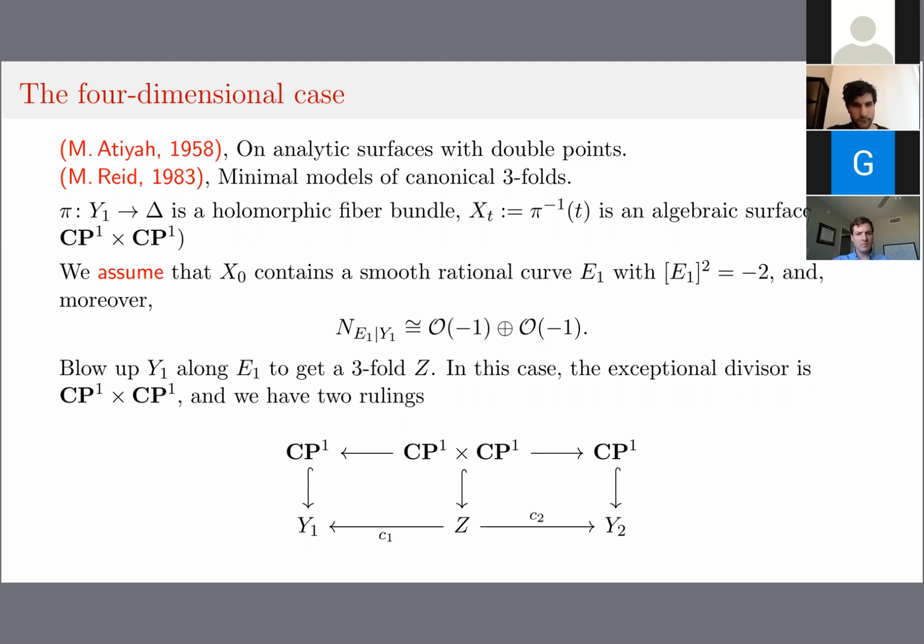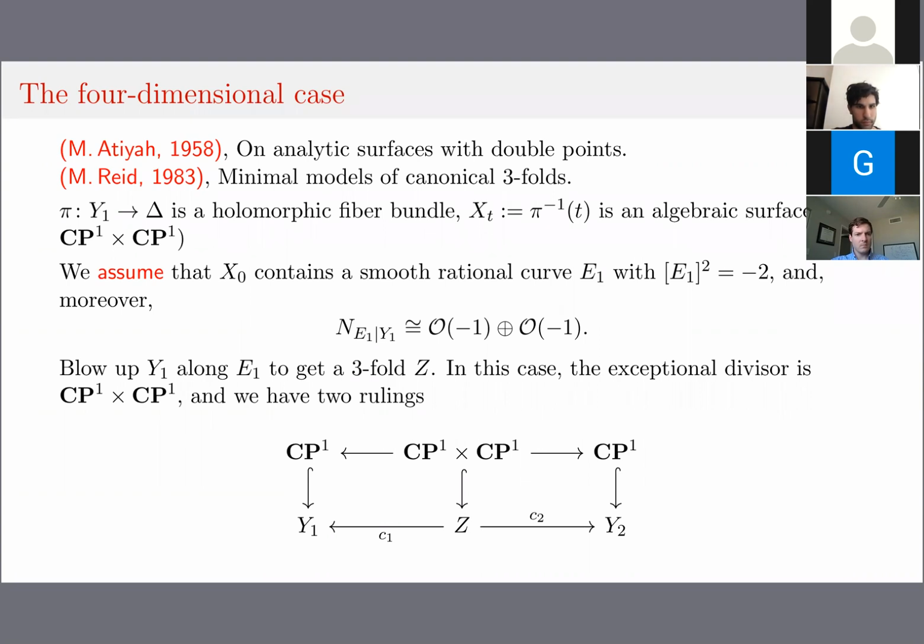So the exceptional divisor carries two rulings, two holomorphic fibrations by CP1s. The first comes from our blow-up, and the other one is by spheres in a different homology class. And we can do two different contractions. So we can contract the original ruling, and it gives you a map from Z to Y1. We'll call it C1. And C1 sends the exceptional divisor, CP1 times CP1, to our curve E1.